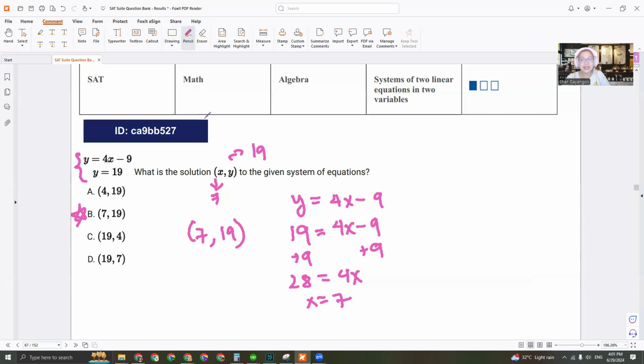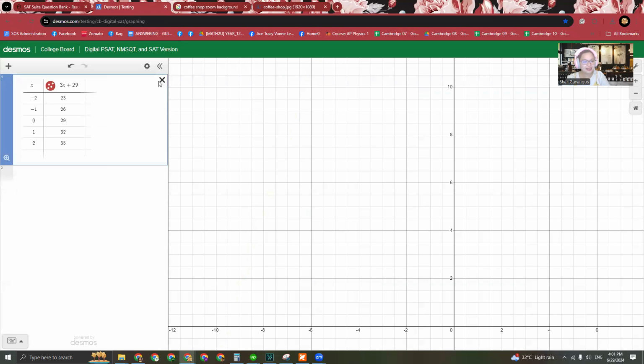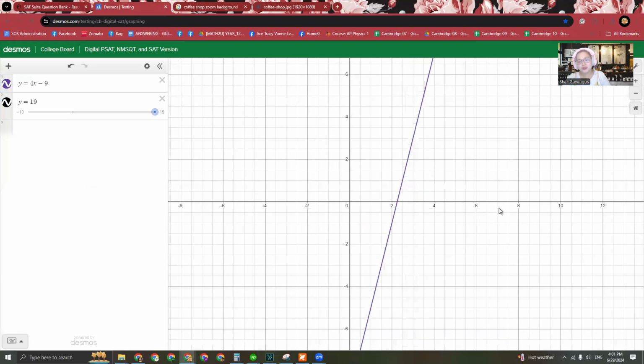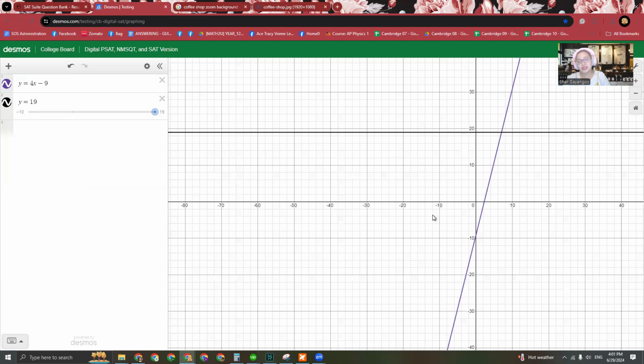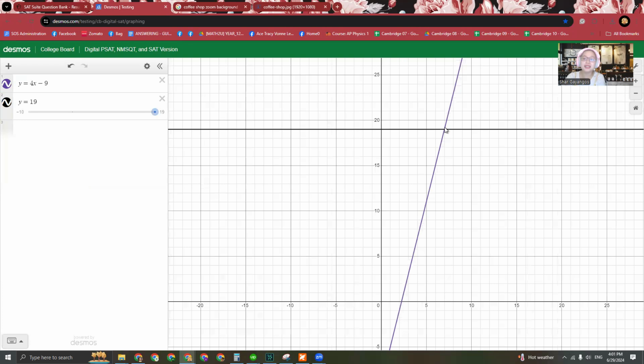And how do you use Desmos to also solve this problem? Let's go ahead and plug in. Hold on. y is equal to 4x minus 9. And then y is equal to 19. Remember, the solution to systems of equations are the points where the equations intersect. Basically, the intersecting points of the two graphs. So we have this one here. So this confirms that the solution is 7.